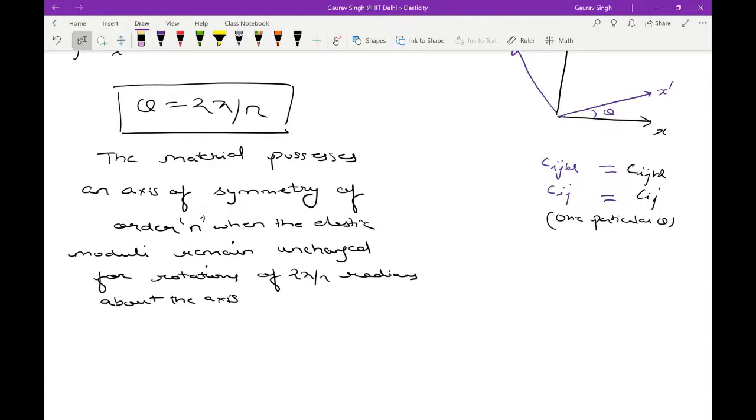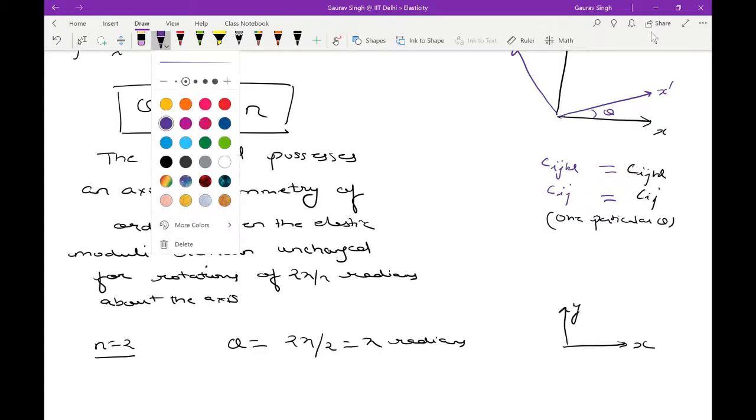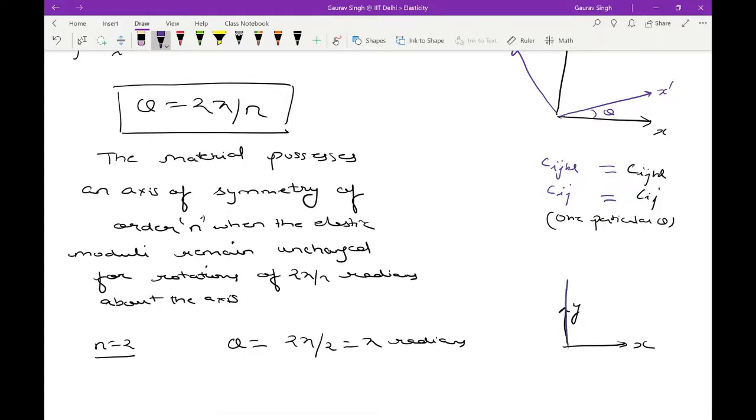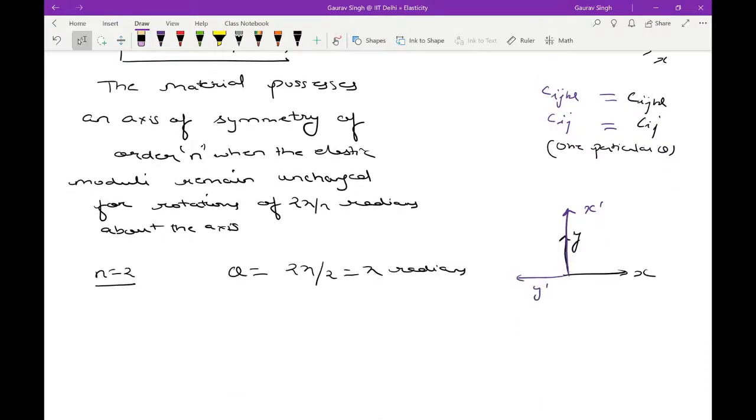So first let's take the easiest n, which is n equal to 2. That means the rotation has happened by pi radians. So you can imagine that if you have an x and y, your x dash and y dash is written like this. And you are supposed to say that the elasticity tensor values remain the same under this transformation.